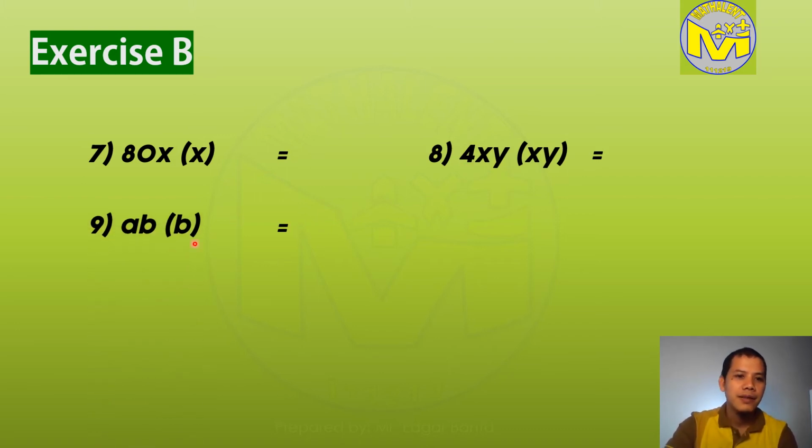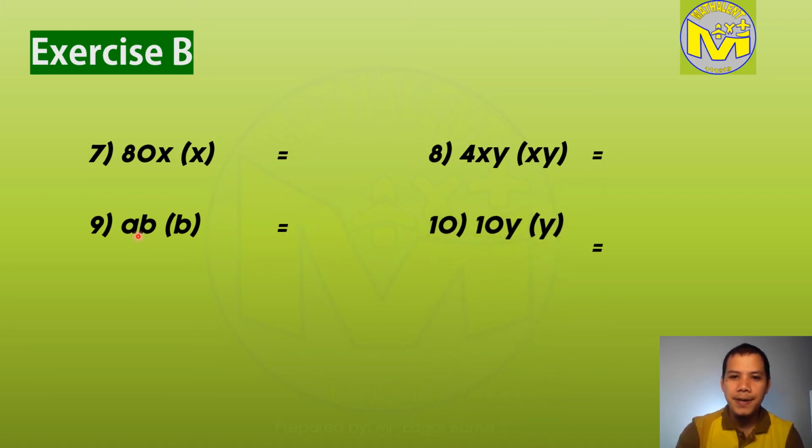Number 9, we have ab. In the bracket, we have b. What is the coefficient of b? Obviously, it is a. You must write it, right? Okay. Listen carefully. You must write what I'm telling you, because I'm telling you the answers.